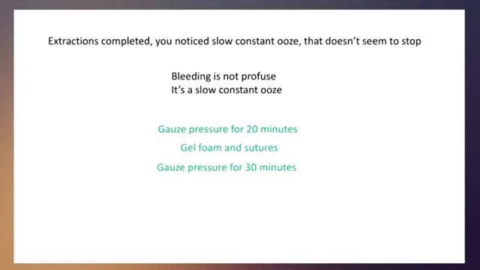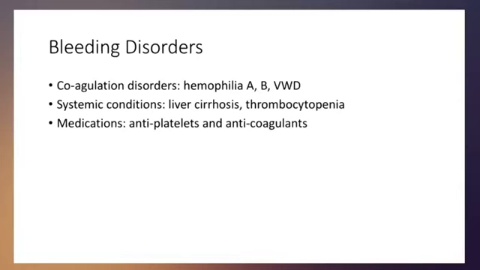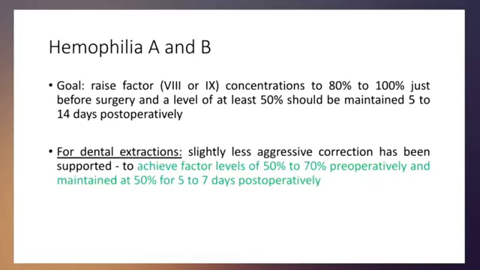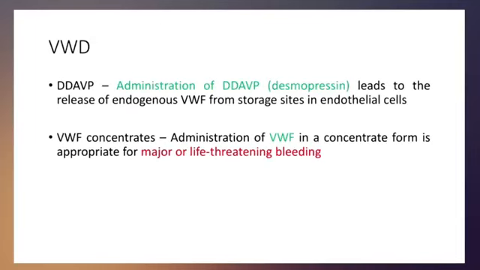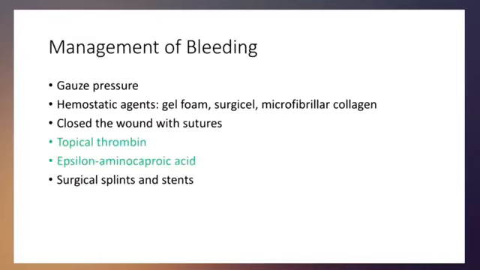Slow, constant ooze makes you think that she may have an underlying bleeding condition, and so you obtain hematology consult and further workup. Let's quickly review bleeding disorders. Hemophilia A and B, wherein there is a deficiency of factor 8 and 9. For dental extractions, it's important to remember that hematology workup will entail achieving factor levels to about 50 to 70% high preoperatively and maintained at 50% for 5 to 7 days postoperatively. For patients with von Willebrand disease, administration of DDAVP or desmopressin typically helps and is indicated.